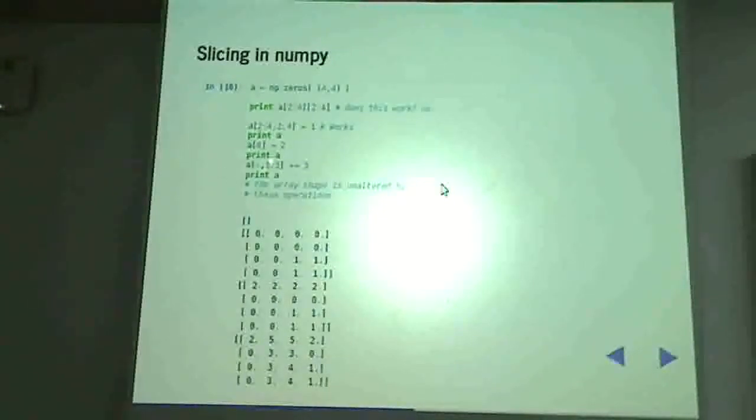What does this do? A[:, 1:3] += 3. So increment by 3 everything along the first dimension and the second and third elements of the second dimension. It will operate on all rows. We look at this slice here and this slice here, and every value there gets incremented by 3. Print A. And of course the array shape is unaltered by these operations.